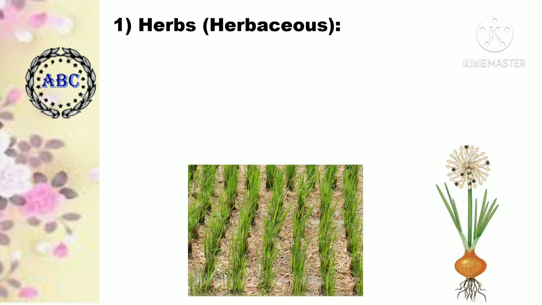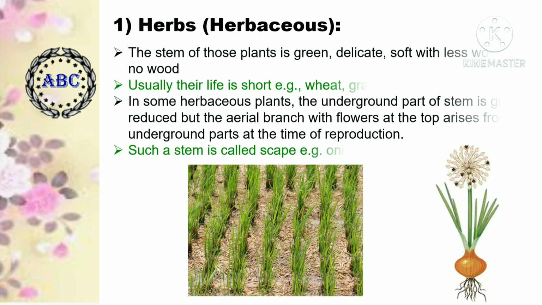First one, herbs, also called herbaceous plants. The stem of those plants is green, delicate, soft, with little wood or no wood. Usually their life is very short, for example, wheat, gram, etc. In some herbaceous plants, the groundnut part of the stem is greatly reduced, but the aerial branch with flowers at the top arises from underground parts at the time of reproduction. Such a stem is called a scape, and the best example is onion. Majorly, all the crop plants come under the herbaceous plants.